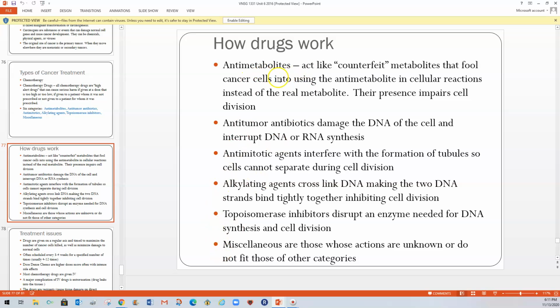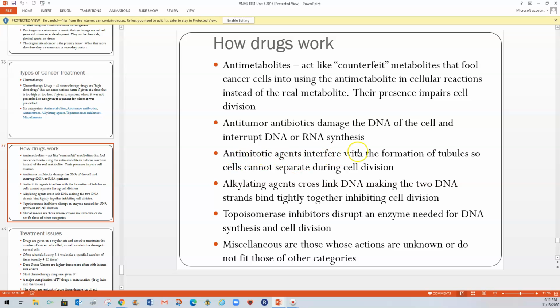Antimetabolites act like counterfeit metabolites that fool cancer cells into using the antimetabolite in cellular reactions instead of the real metabolite. Their presence impairs cell division. Anti-tumor antibiotics damage the DNA of the cell and interrupt the DNA RNA synthesis. And you hear that a lot nowadays in breast cancers. They type it to see if it's a hormone type breast cancer, and see what the DNA RNA is.